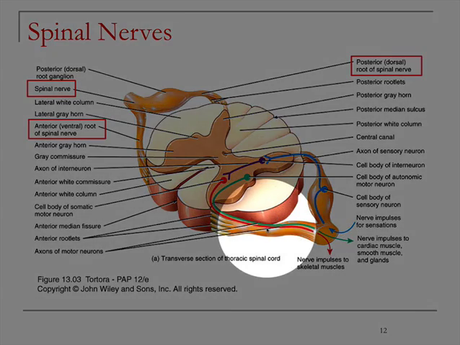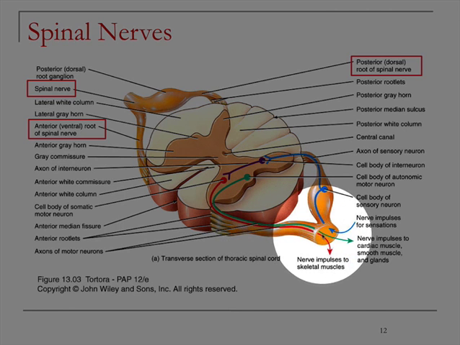The anterior or ventral root contains motor neurons, as we can see from this diagram, as it indicates the nerve impulses travel out to skeletal muscles.